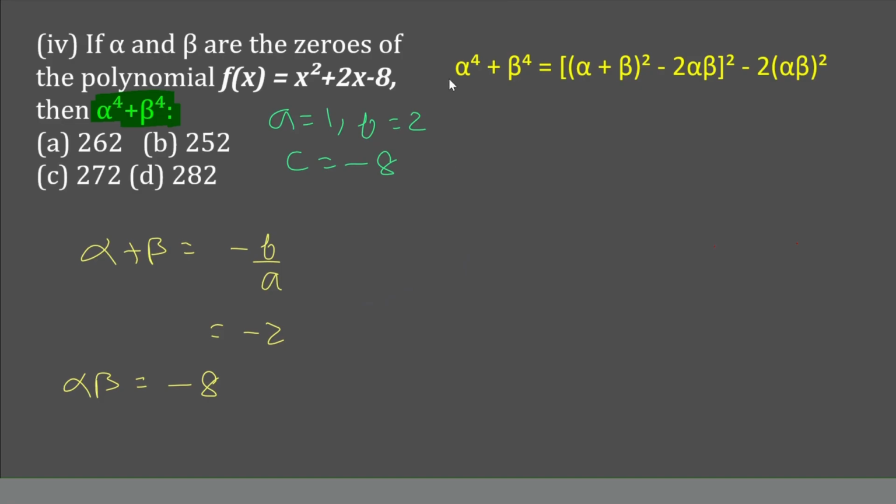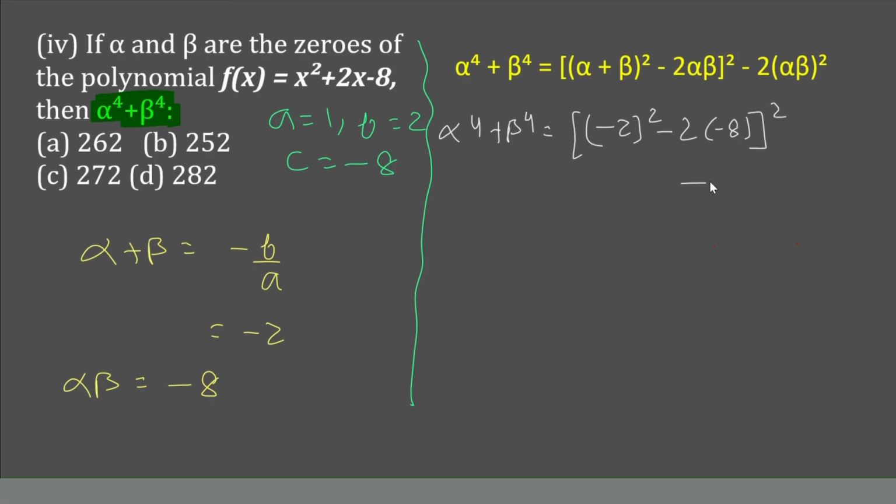Now, once we have obtained the sum and the product, we are simply going to replace the sum and product in this case. So let's see what I do over here. This is alpha raised to the power 4 plus beta raised to the power 4 is equal to alpha plus beta whole square, that is minus 2 raised to the power 2, minus 2 times alpha beta whole square. And what is alpha beta? Alpha beta is minus 8. So it's going to be minus 8 over here, that raised to the power of this square. And finally we have minus 2 times alpha beta whole square. Well, alpha beta is minus 8, so it gives you minus 8 whole square.